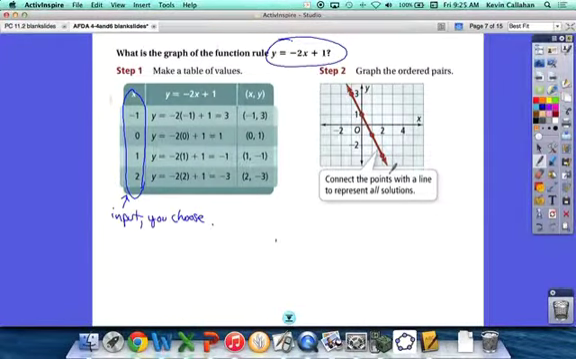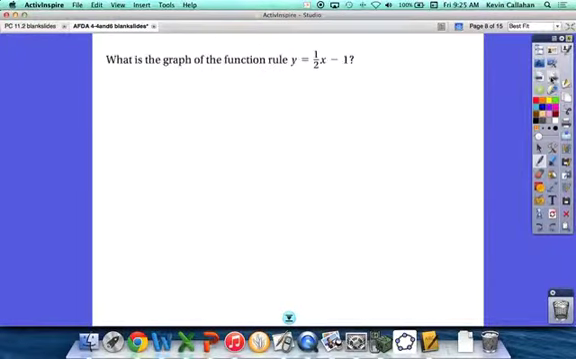Now, this section by itself is about function rules, not necessarily linear, but would you say that that's linear? The graph looks like a straight line, so it's linear. Okay. So let's try to do the same thing for this one. Graph this function rule. So what do I need to do to graph the function rule at this point? Make a table of values, x and y.